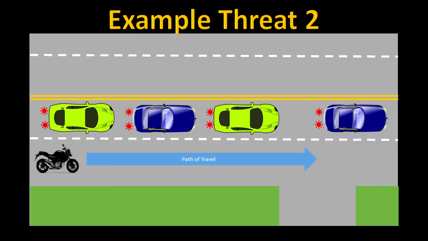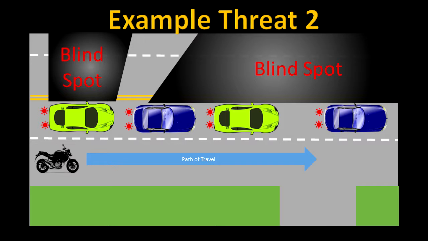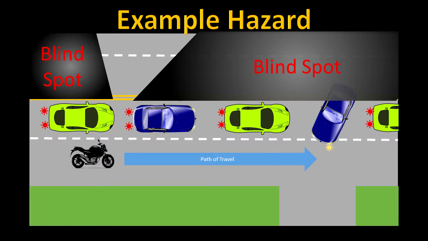The second example threat is when you're on a 4-lane highway and the cars to your left are all slowing down, but you still have an open road ahead of you. One might think you could just take off and head at the speed limit without any problems. However, one must remember that there are blind spots. These blind spots could be hiding cars that are trying to turn left.